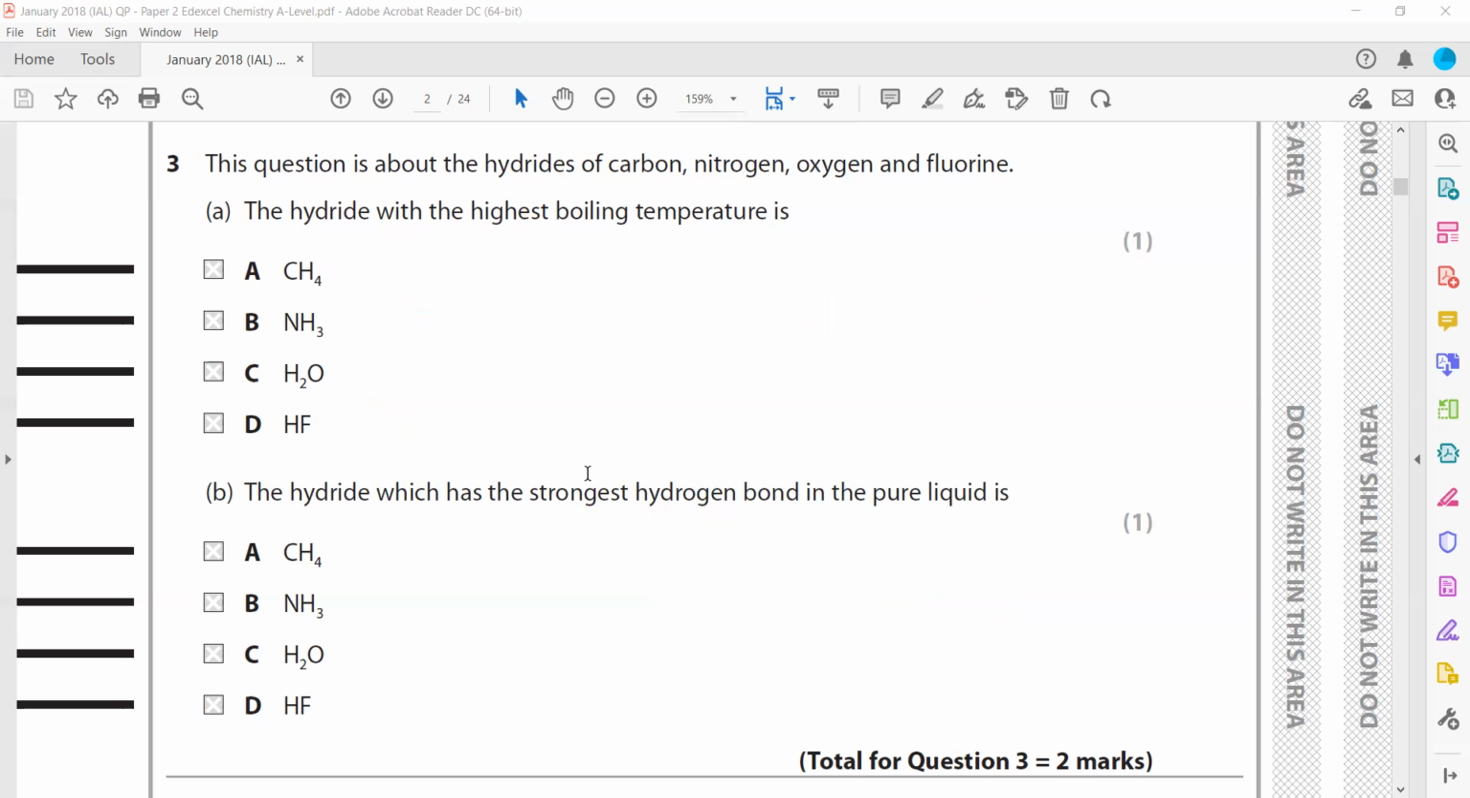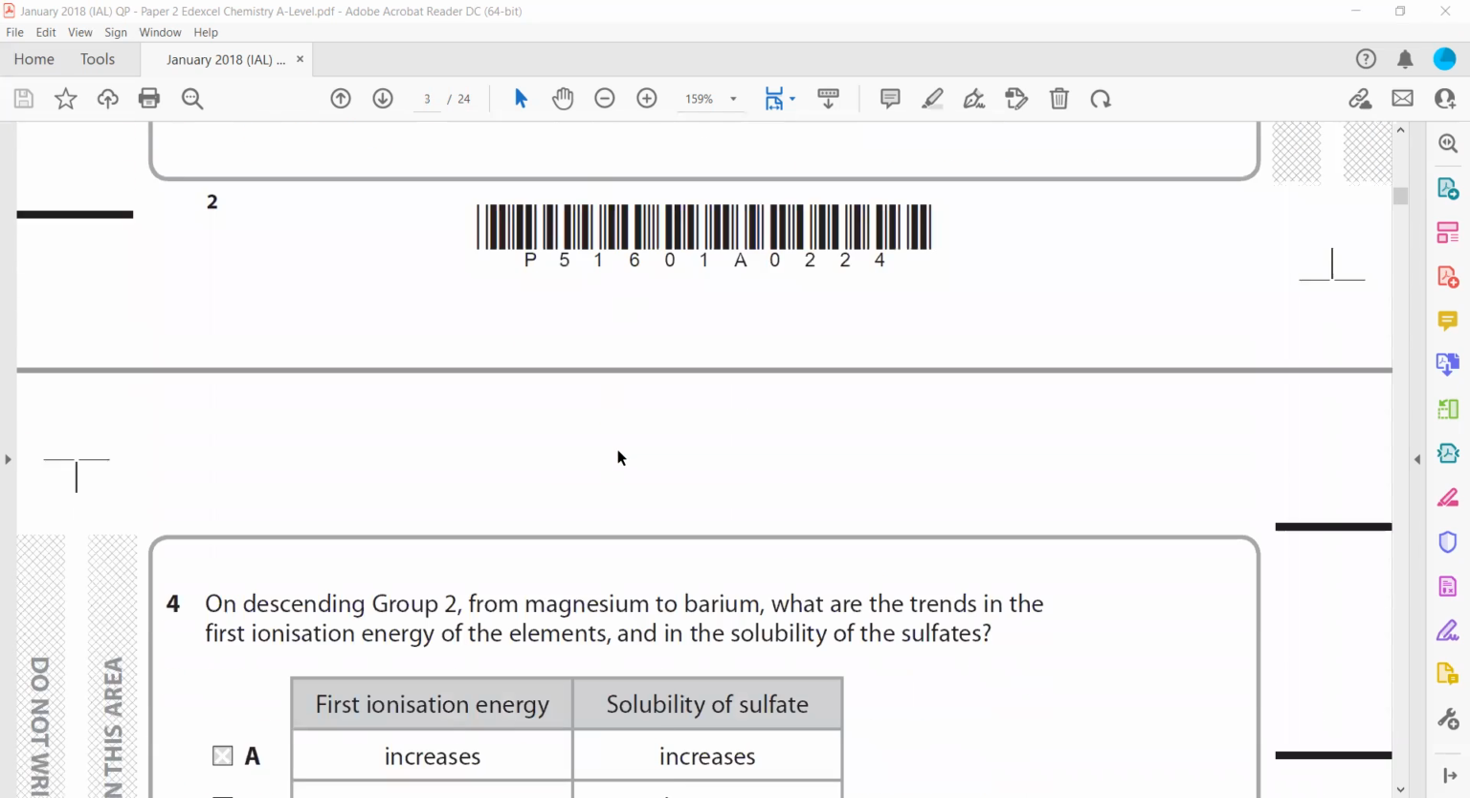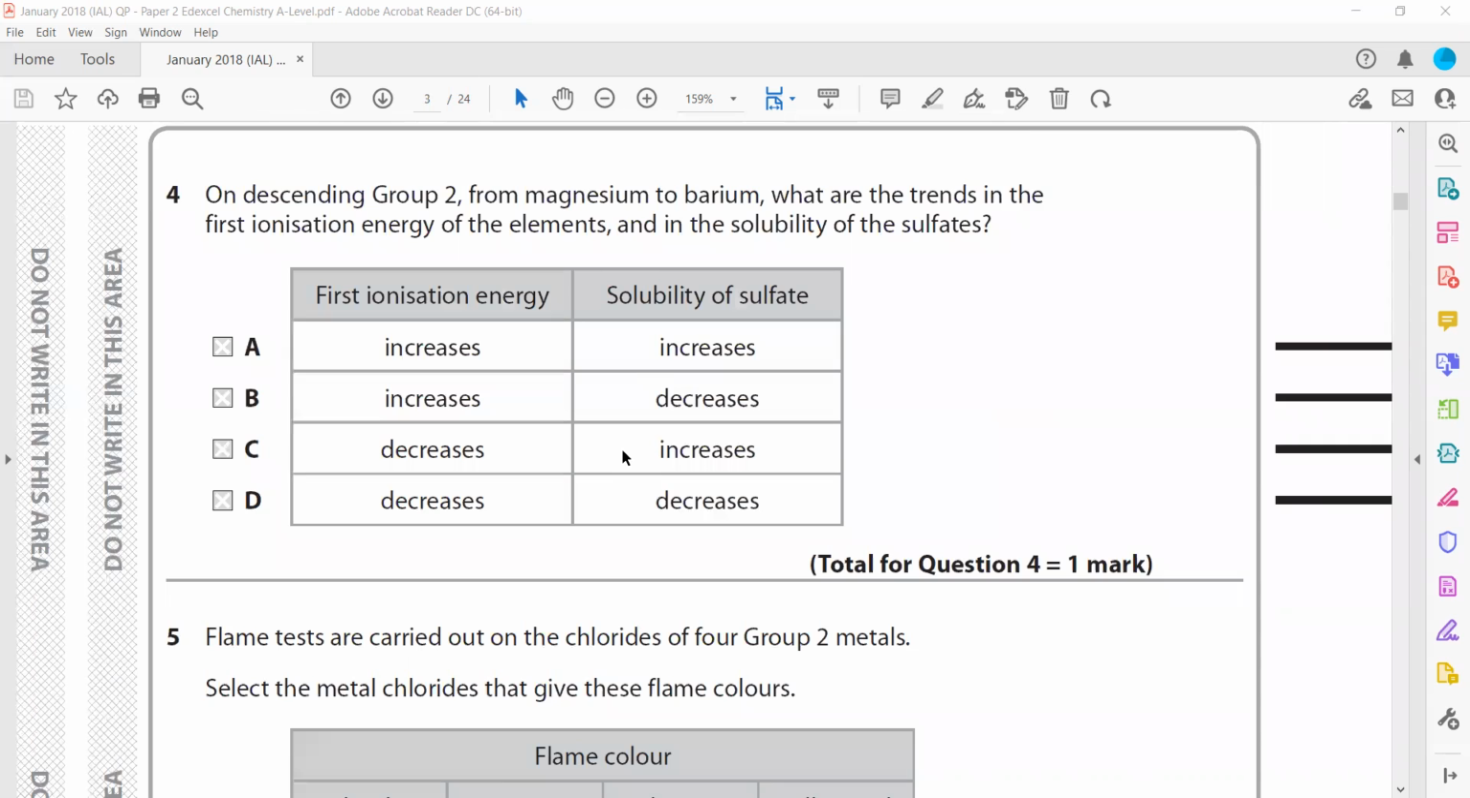But why does hydrogen fluoride have a lower boiling point than water? Because the number of hydrogen bonds per molecule formed in water is more as compared to hydrogen fluoride.